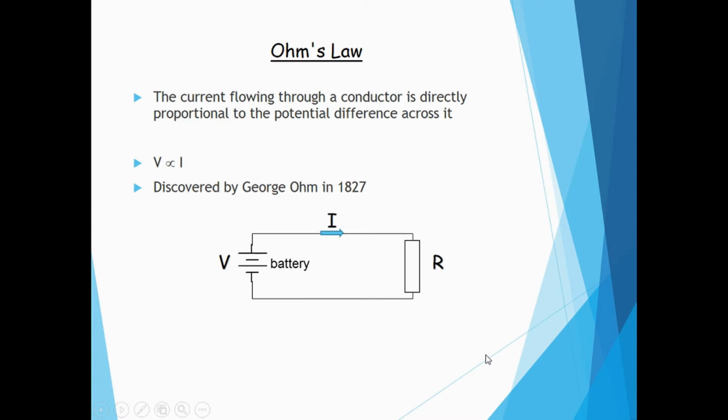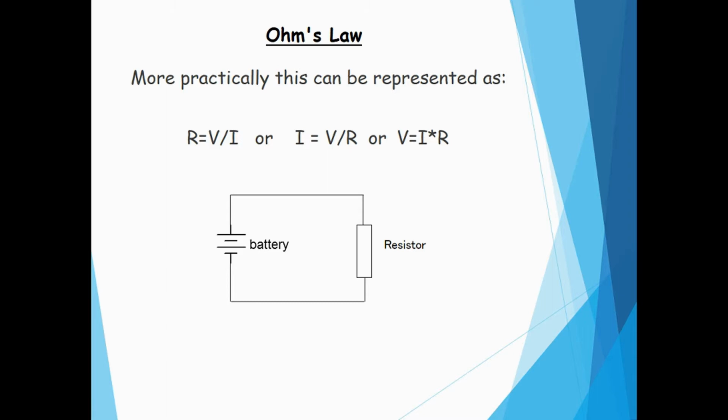Ohm's law: the current flowing through a conductor is directly proportional to the potential difference across it. So you can write this equation that voltage is directly proportional to current. This was discovered by George Ohm in 1827, and he put his name on it. So voltage and current have a direct relationship. More practically, this can be presented as resistance equals voltage divided by current.